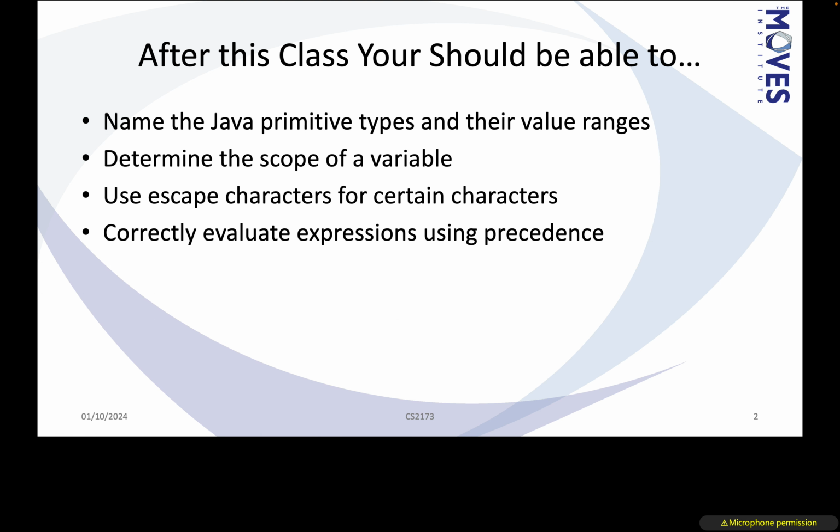Now, they keep changing this. Maybe at some point they're going to do something, but Java will often just silently do some weird stuff and not let you know, which is not great. And then there's determining the scope of a variable. What is scope? We'll kind of get into that.